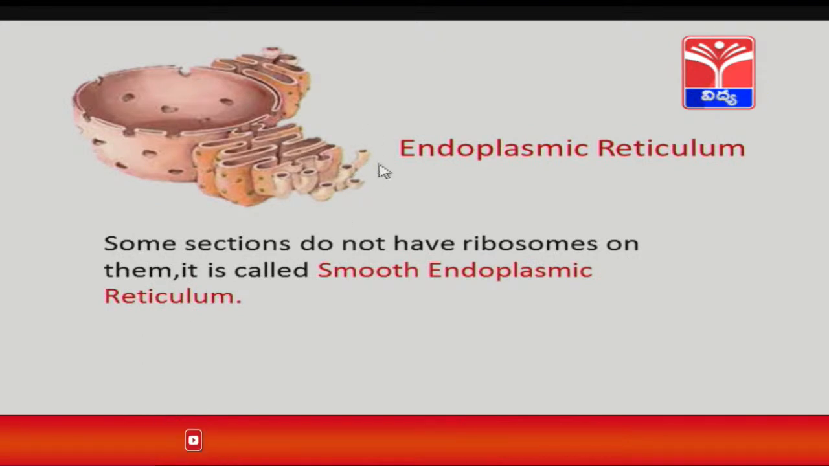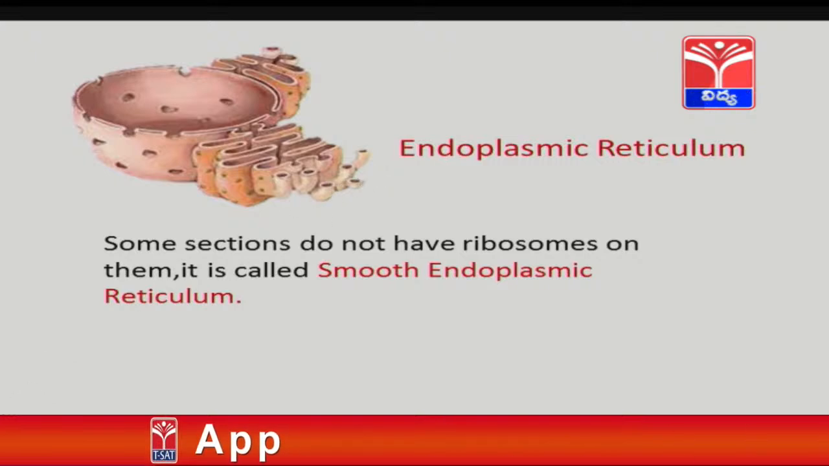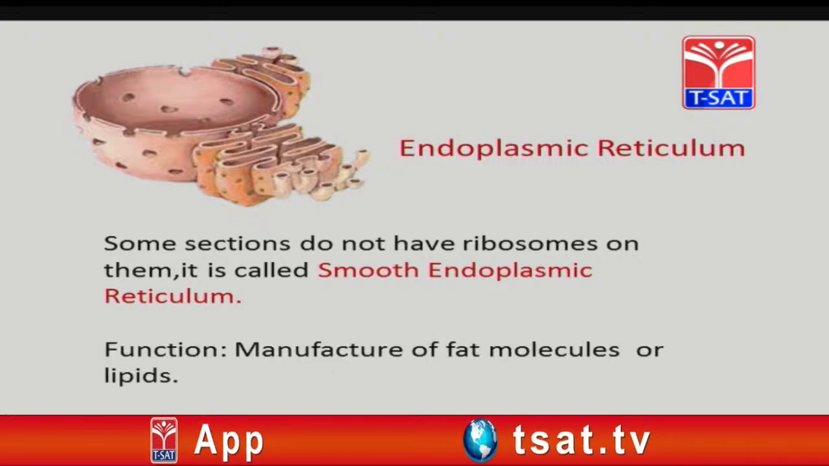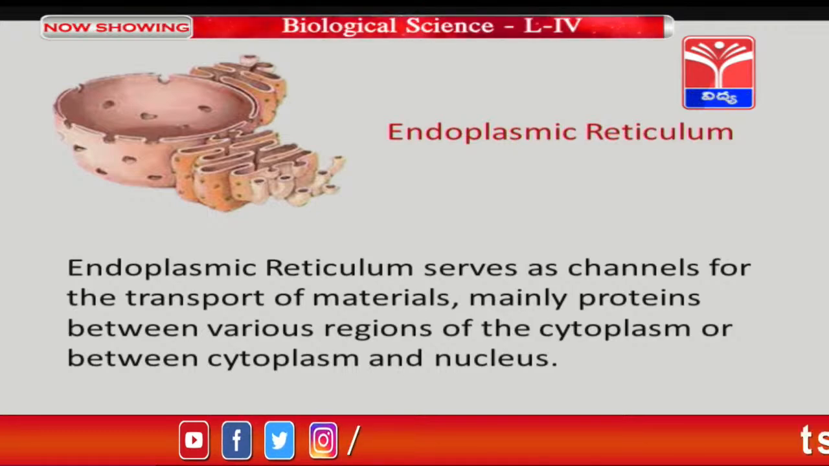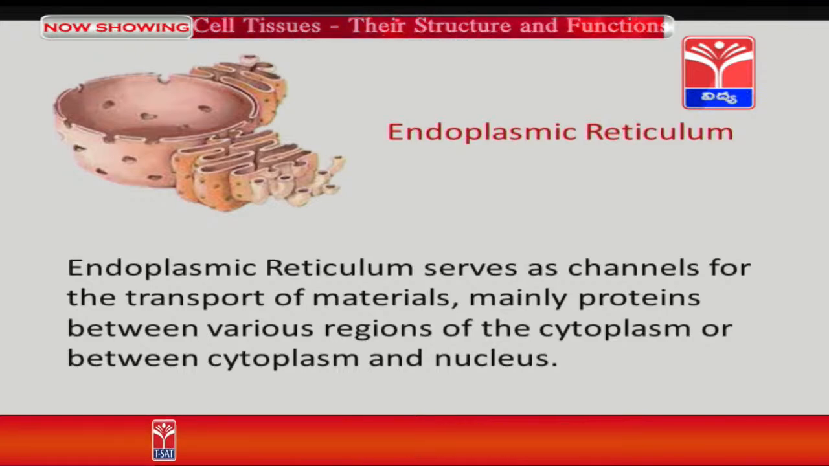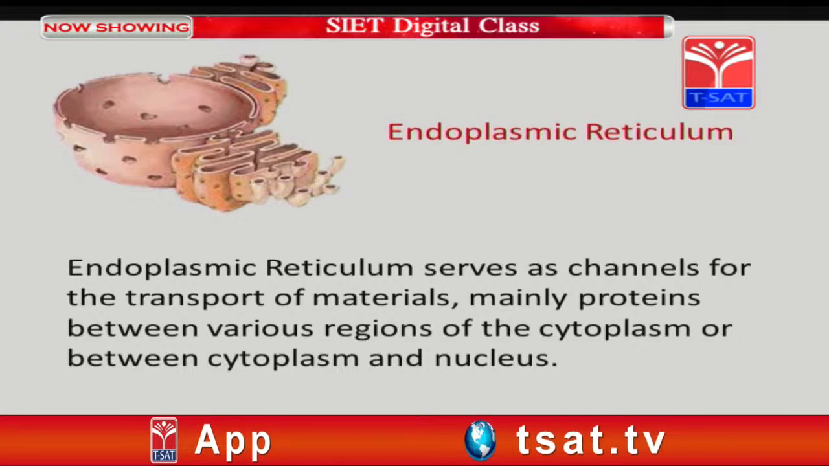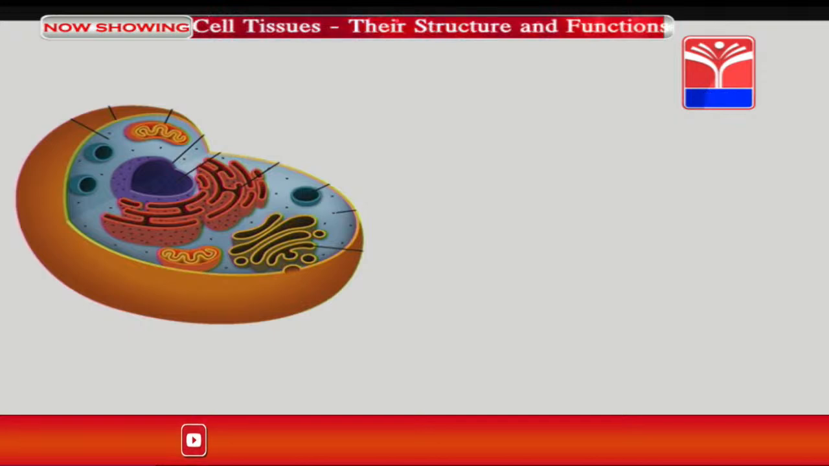Endoplasmic reticulum, some sections do not have ribosomes on it. Observe here, it is called smooth endoplasmic reticulum. Smooth endoplasmic reticulum helps in manufacture of fat molecules or lipids. Endoplasmic reticulum serves as channels for the transport of materials, mainly proteins, between various regions of the cytoplasm or between cytoplasm and the nucleus.